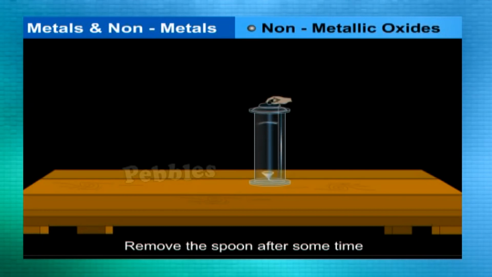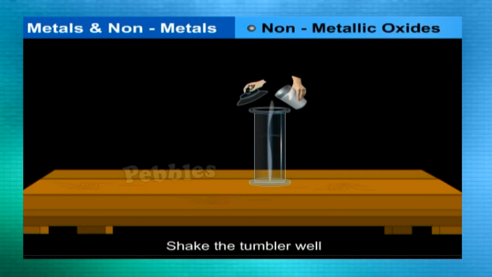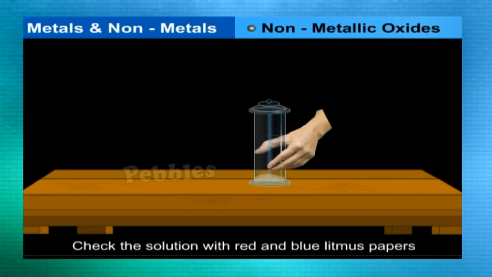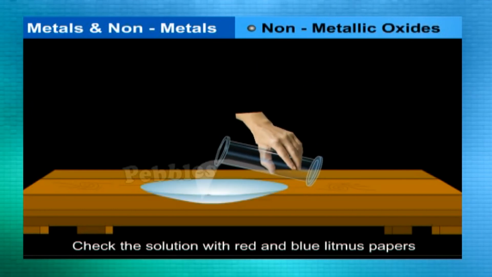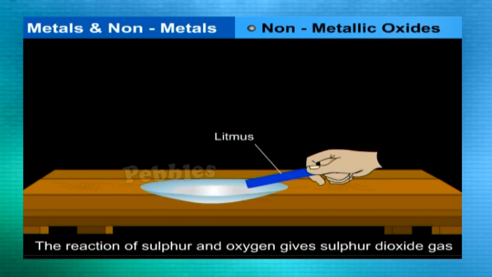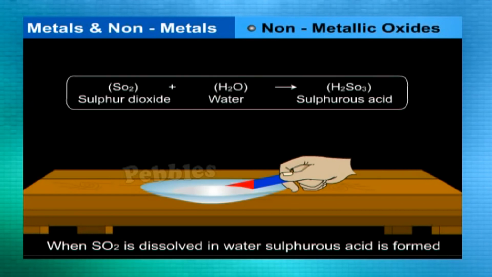Remove the spoon after some time. Add a small quantity of water into the tumbler and quickly replace the lid. Shake the tumbler well. Check the solution with red and blue litmus papers, as shown in the figure. The name of the product formed in the reaction of sulfur and oxygen is sulfur dioxide gas. When sulfur dioxide is dissolved in water, sulfurous acid is formed.